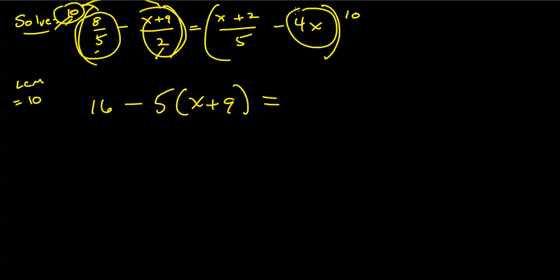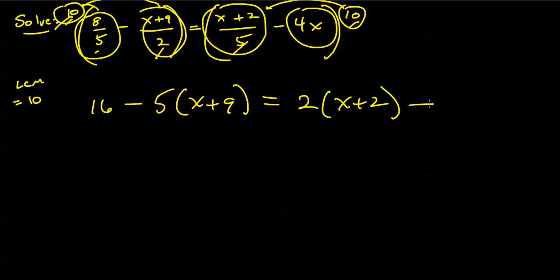On the right-hand side, again, I've got to apply my distributive law. 10 times x plus 2 over 5. Well, 5 cross cancels into 10 twice, so I've got 2 times x plus 2 minus 10 times 4x, which will give me a minus 40x on the right. Alright, so again, with a little care, these fractions have gone away and been replaced by other equivalent expressions.